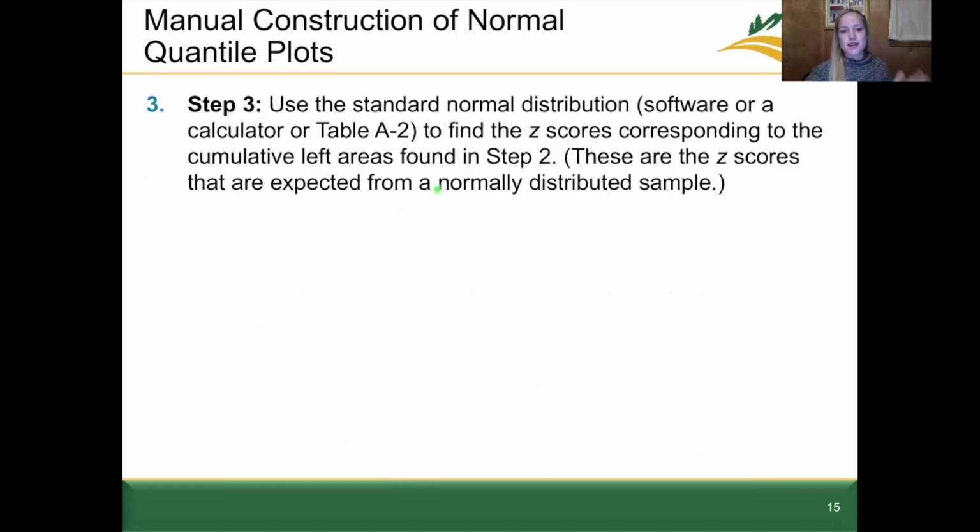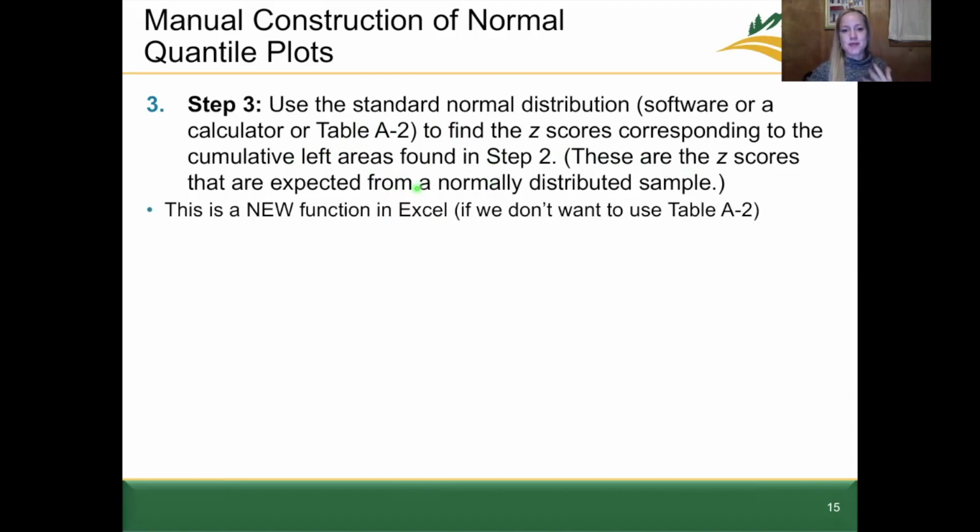So we're going to use standard normal distribution software, a calculator, Excel, or table A2. Today we're going to use Excel. We're going to use Excel to find the z-scores corresponding to the cumulative left areas found in step 2. What that's going to give us is the z-scores that are expected from a normally distributed sample. Let me show you how to do this in Excel. Keep in mind this is a new function in Excel you haven't seen before. And I do encourage you to use Excel here rather than table A2.